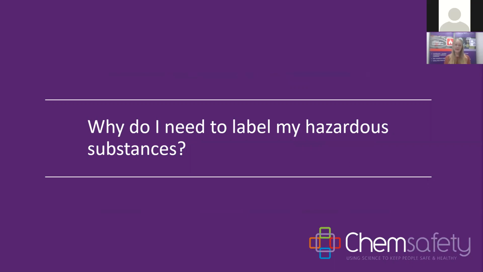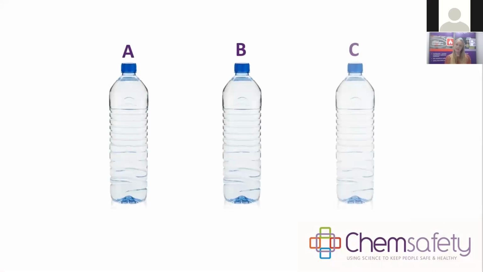So why do I need to label my hazardous substances? The regulations say so, and that's generally where we start, but in this instance, it's also just a really good idea. So I have a scenario where I have 3 bottles of colourless liquid. One is water, so good if I'm thirsty. One is ethanol, which is a highly flammable liquid and vapour, and an eye irritant. And then the third is a potassium hydroxide solution, which is harmful if swallowed, corrosive to metals, and causes severe skin burns and serious eye damage.